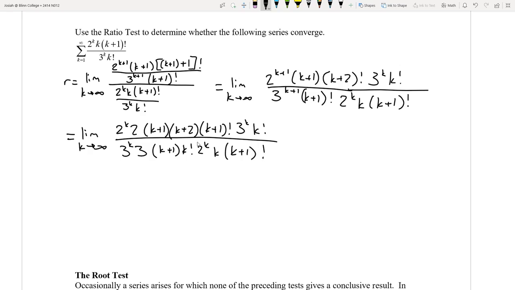So the reason I didn't split this last one is because I see that I still have a k plus 1 factorial up here. So those will cancel now. One of these k factorials will as well. 2 to the k will. 3 to the k will. And our k plus 1s will. So we get the limit as k tends to infinity. We've got 2 times k plus 2 over 3k.